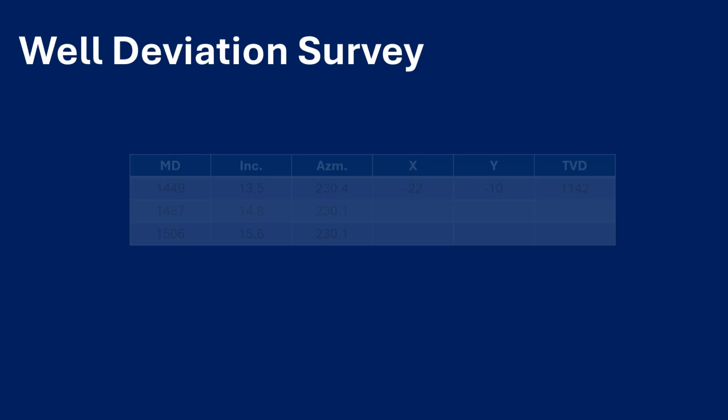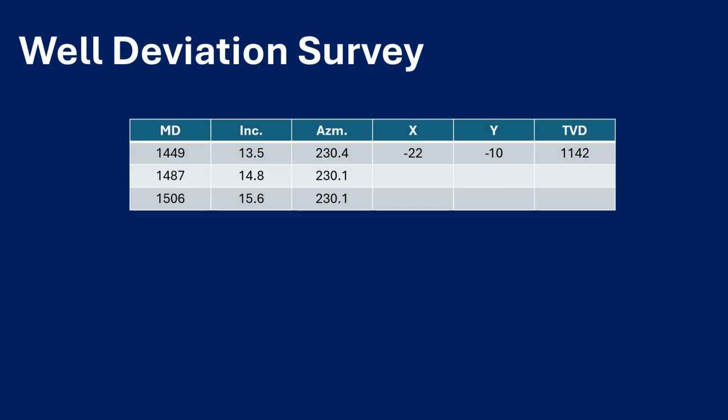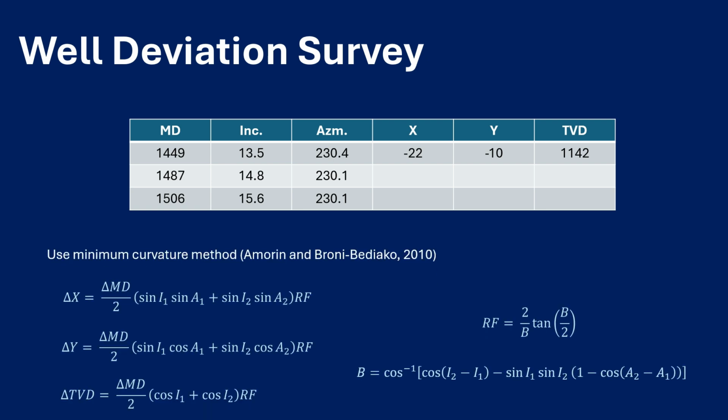A deviation survey file typically contains information about measured depth, inclination, and azimuth. We can use this information to calculate trajectory in terms of x, y, and true vertical depth. We can use any of the available methods, such as minimum curvature method, to do these calculations. In these expressions, I represents the inclination and A is the azimuth. Index 1 is, say, the first row in the table, then index 2 will represent the row below.